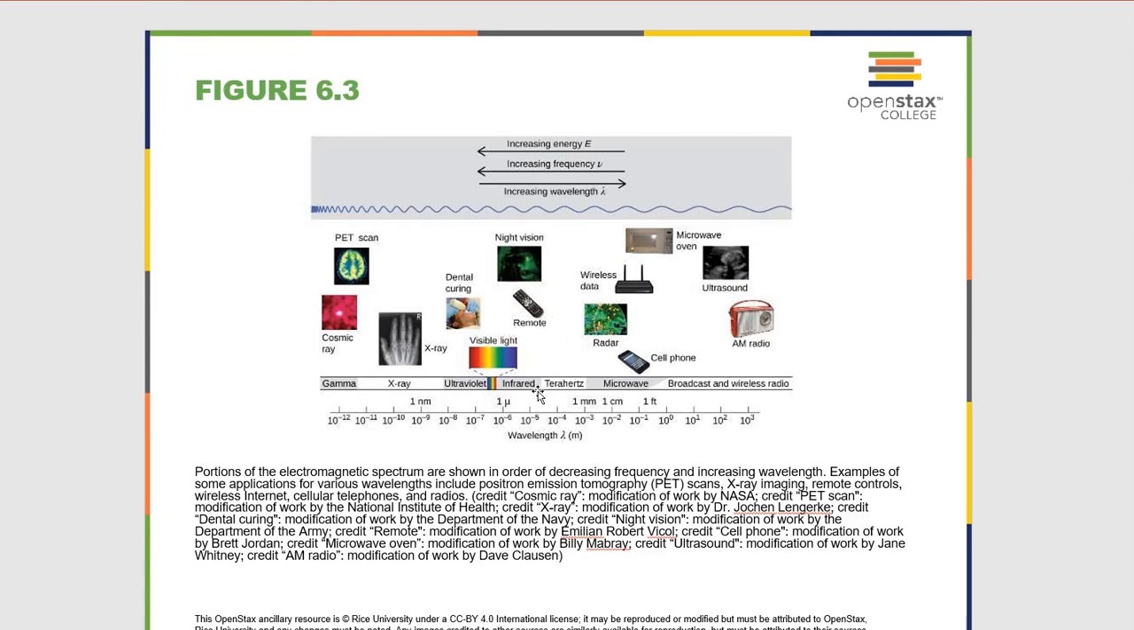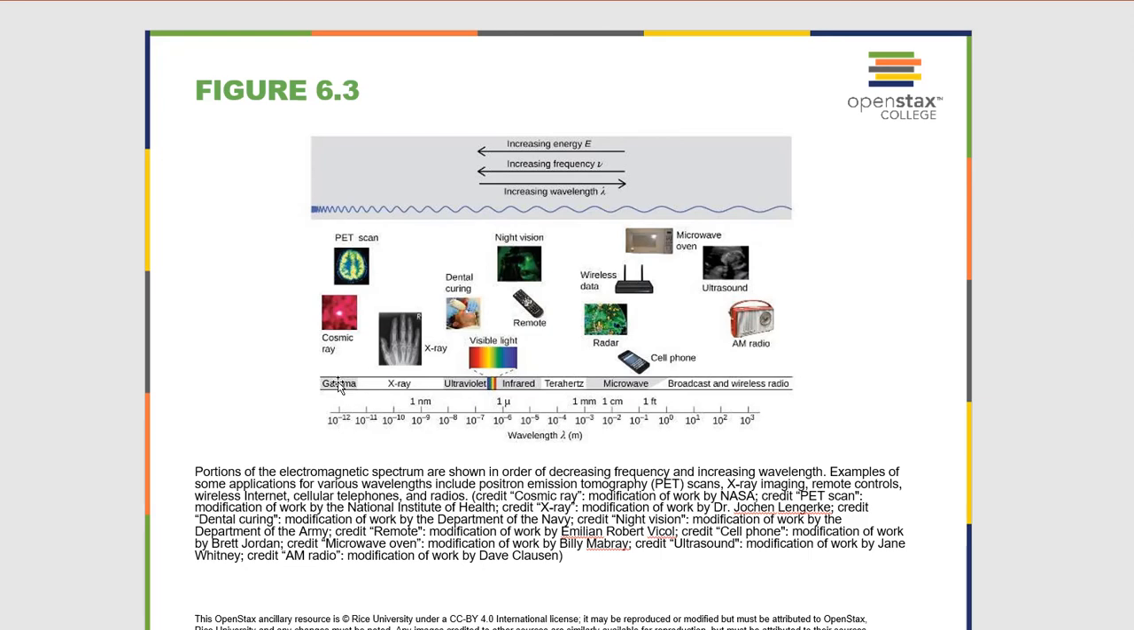The next one, I'm going to skip terahertz, is microwaves. So microwaves work in things like a microwave oven, and also things like cell phones and wireless data work in the range of microwaves. And then finally, we have radio waves, which are your broadcast and wireless radios, including your AM and FM radios, and stuff like this that are working on these radio waves.